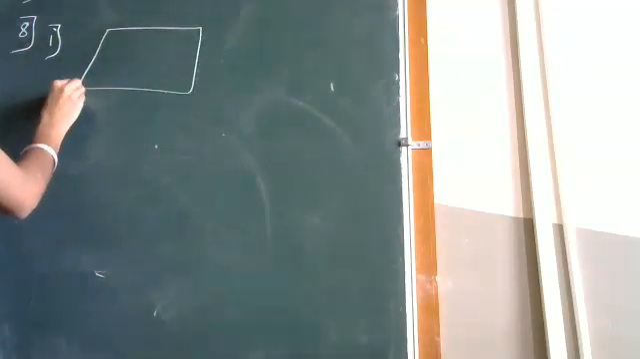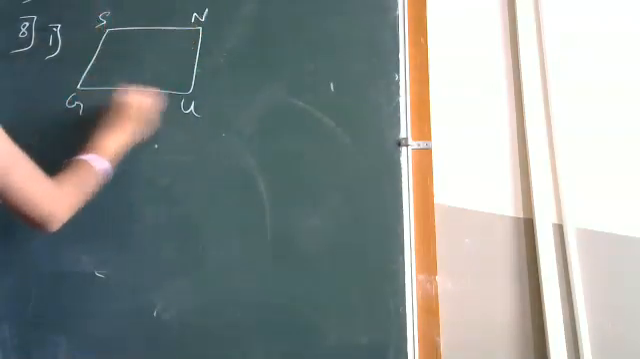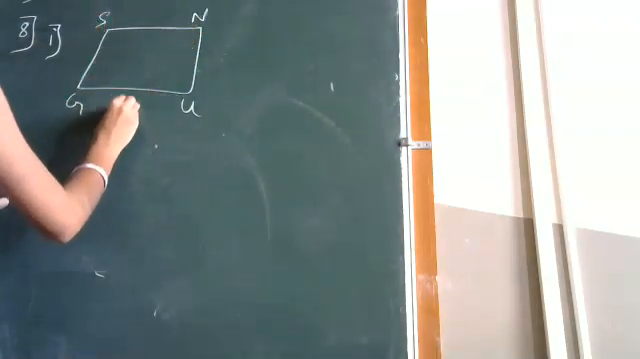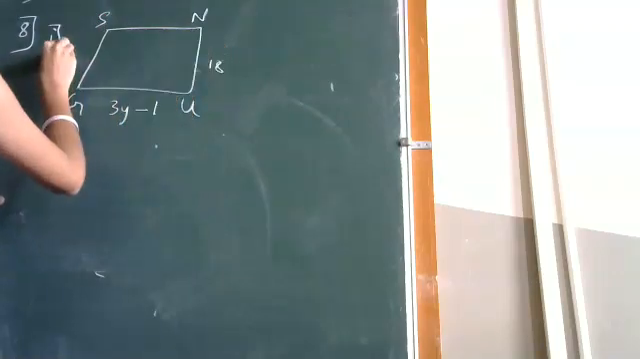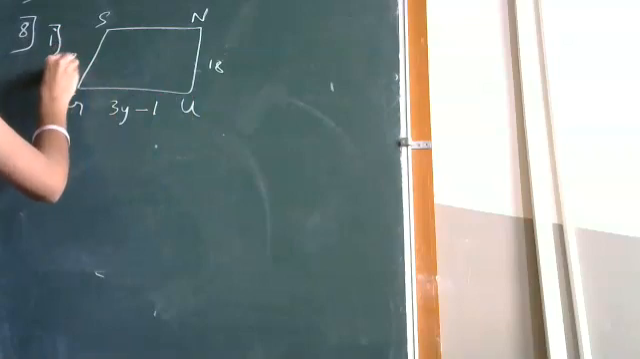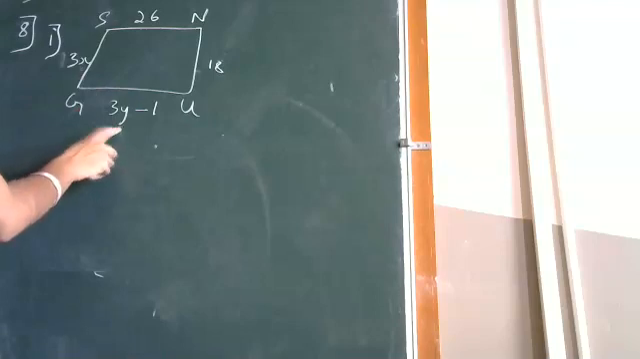First one I will solve. Second one is for your homework. So first parallelogram is this. GUNS. And what is GU? Equal to 3y minus 1. And this is 18. And this also is. This is 3x and this is 26. Okay. Now what they have asked us to find out? Find the value of x and y. So where is x? X is over here, y is over here.